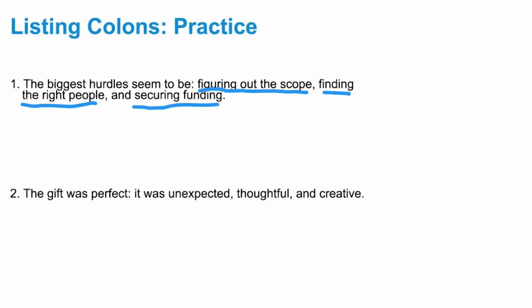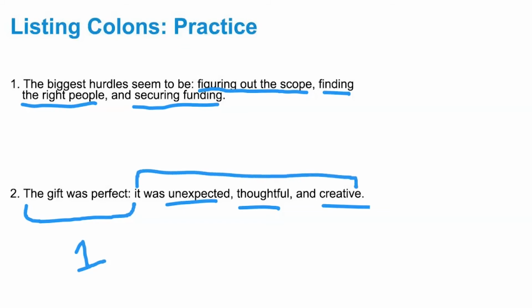The gift was perfect: it was unexpected, thoughtful, and creative. All right, again, we have a list. Unexpected, thoughtful, creative. Okay, so this is a bit of an interesting one. We have a colon, but we also kind of have two sentences, right? So we have the gift was perfect. That's like what I'm going to call sentence 1 or complete thought number 1. And then we have it was unexpected, thoughtful, and creative. That's complete thought number 2.